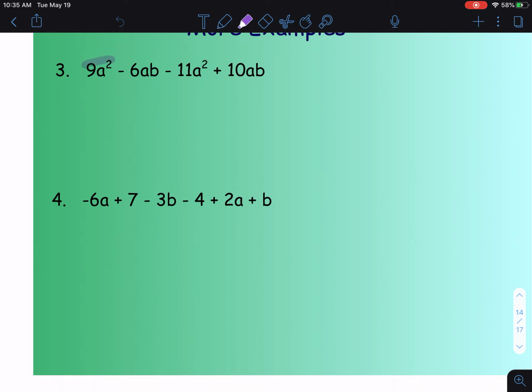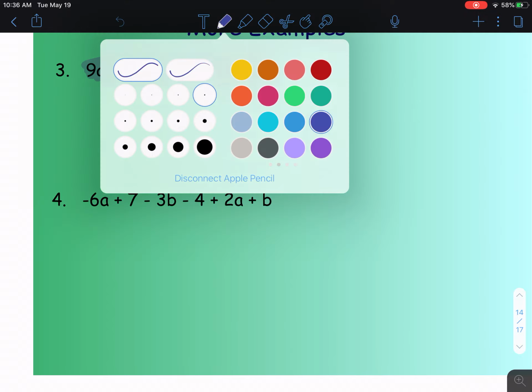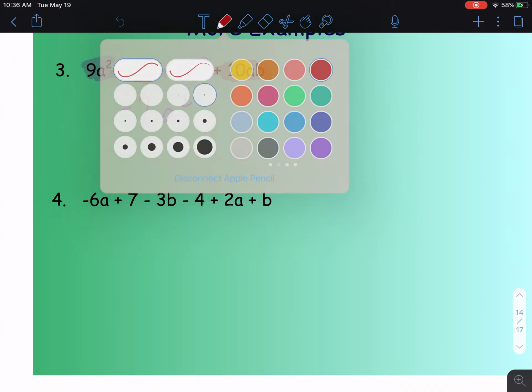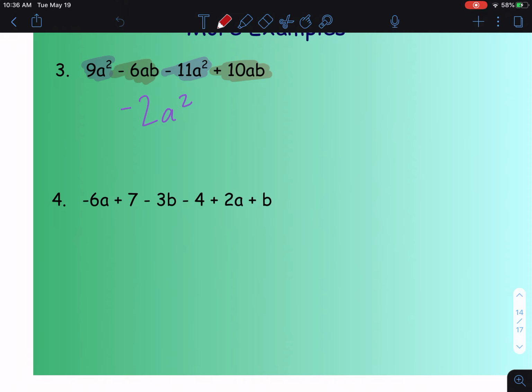Okay, so we have a 9a squared, and let's look and see if there are any more a squareds. Well, yes, we do. We have a minus 11a squared, and that's all. So now we have a minus 6ab and a plus 10ab. So let's go ahead and combine them. So we have 9a squared minus 11a squared. So 9 minus 11 is negative 2a squared. And let's deal with the negative 6ab plus 10ab, and that would be plus 4ab.